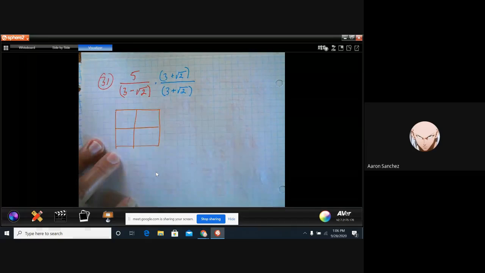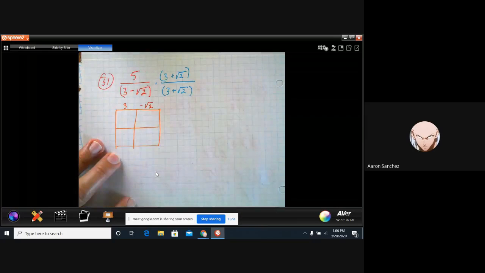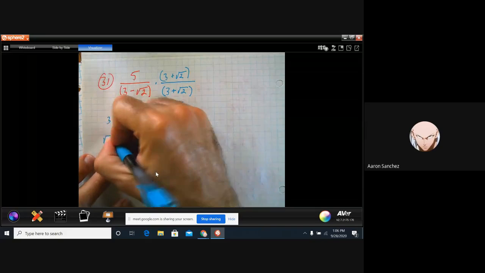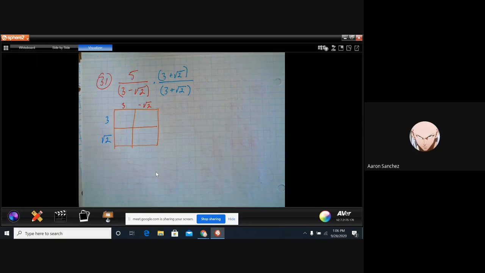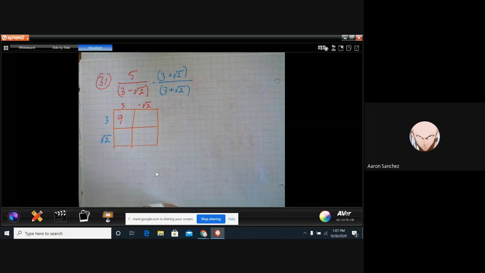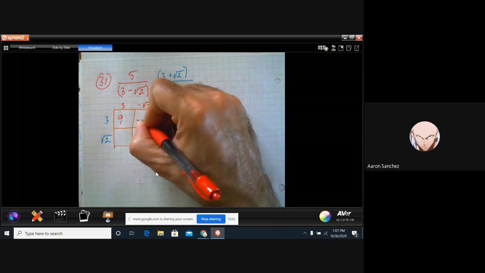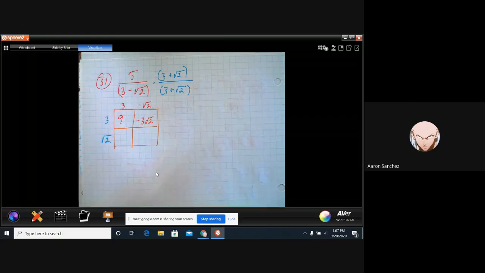So here we go. 3 minus the square root of 2 times 3 plus the square root of 2. Let's see what happens here. First box, what's 3 times 3? 9. No problemo, that was easy. Second box, what's 3 times negative square root of 2? Well, that's going to be negative 3 square root of 2. Any questions there?